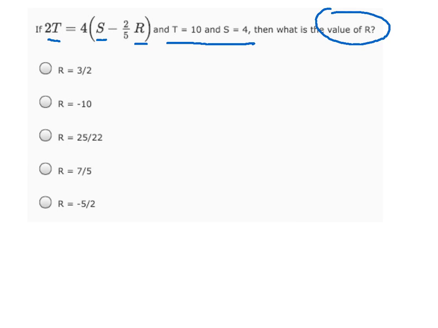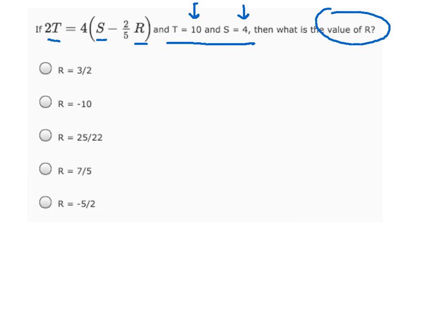So we know that anywhere that there is a t in this equation, we can plug in the value 10. And any spot that there is an s in the equation, we can plug in the value 4. So let's begin by rewriting the equation with these new values of t and s.